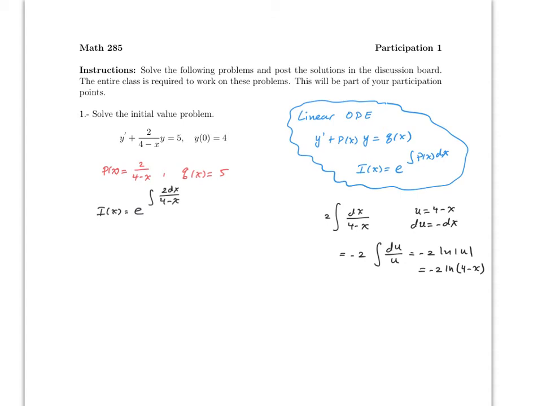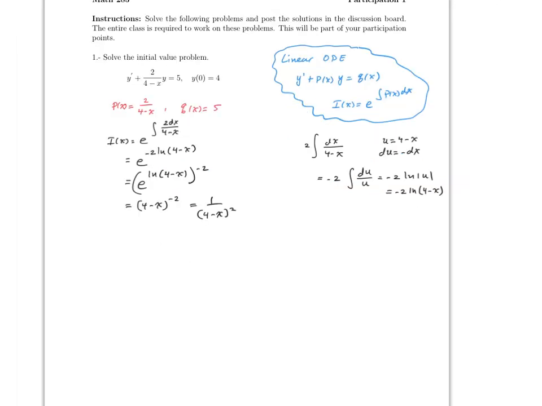Right, therefore the integrating factor will be e to the minus 2 ln of 4 minus x, and then from the rules from pre-calculus, remember you can write it like this. So therefore this is the same thing as 4 minus x to the negative 2, or 1 over 4 minus x squared.